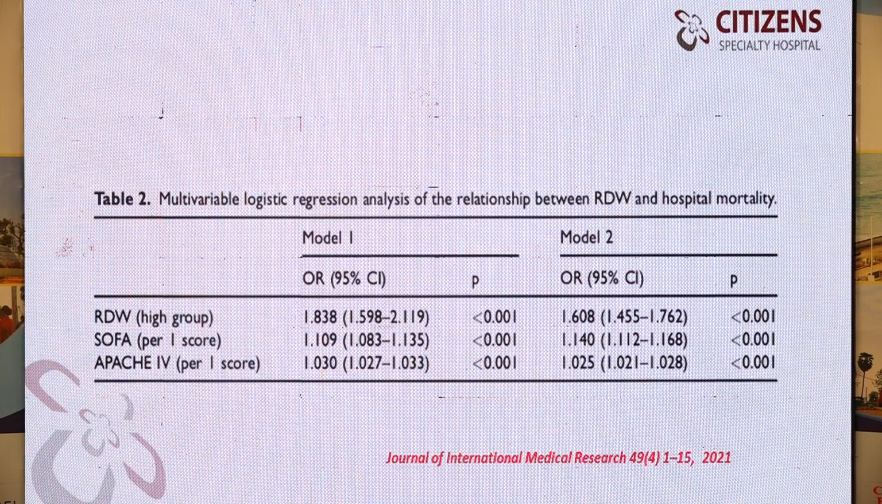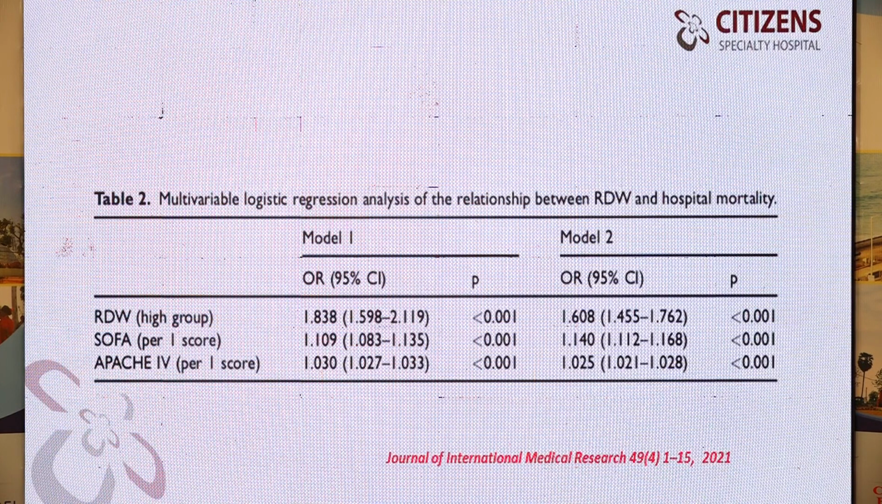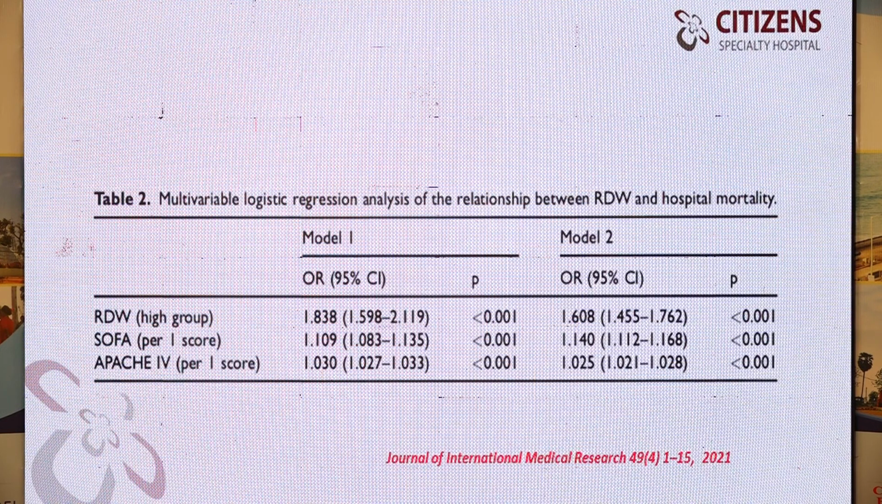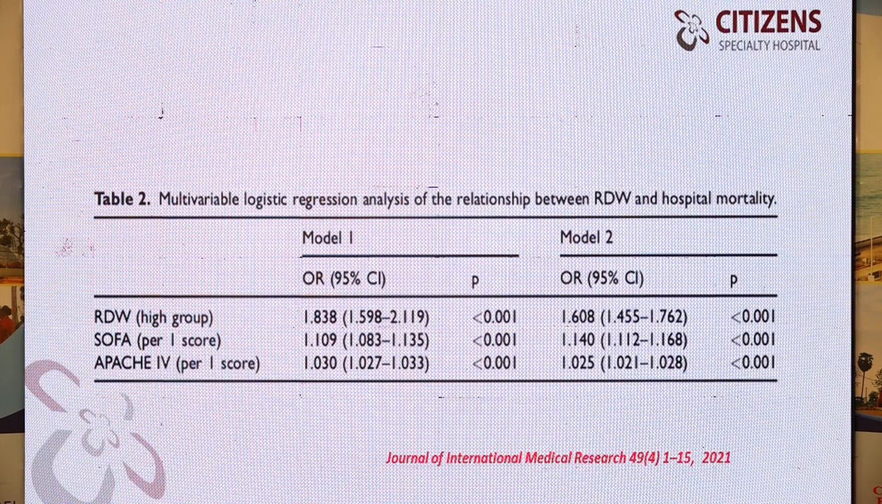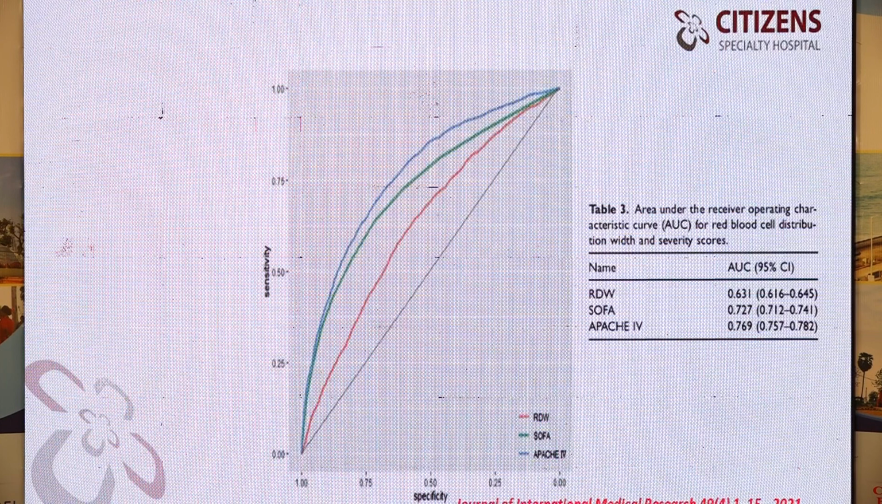They did a logistic regression analysis and found that there are three factors which impact mortality. In model 1, they took the patients for whom they got full data, and for some patients they did not get data on some of the characteristic features, so they analyzed again in model 2. In both model 1 and model 2, the only three factors which predicted mortality were red cell distribution width, increase in SOFA, and Apache.